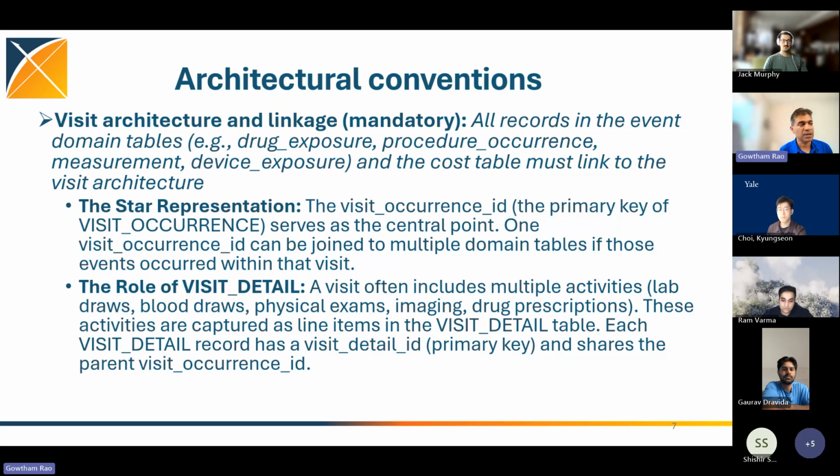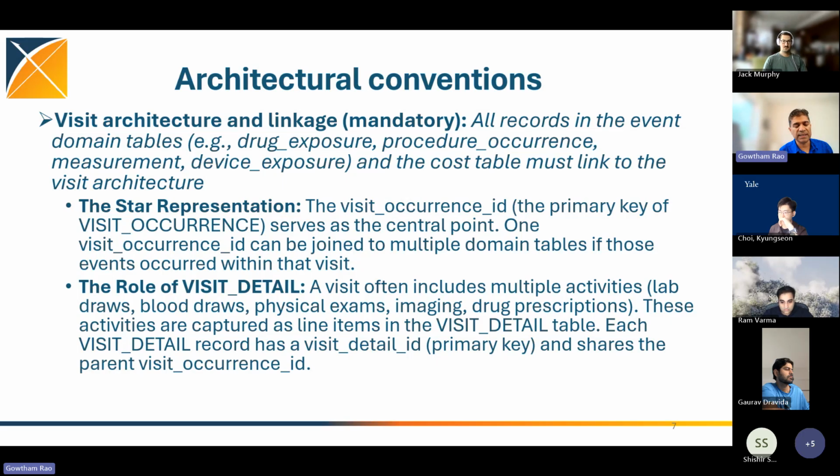So it becomes a star representation. Visit occurrence ID is the primary key of the visit occurrence table, and so serves as a central point. And the visit occurrence ID can be joined to multiple domain tables because now it's the star, that's the center. And the visit detail will include all the multiple activities that are inside the visit occurrence ID, your blood draws, your physical exams, imaging, drug prescriptions. Depending upon the data source, you'll have a lot of details. And these details can be captured in the visit detail. And in the visit detail table, the visit detail ID is a primary key. But it also has a visit occurrence ID.